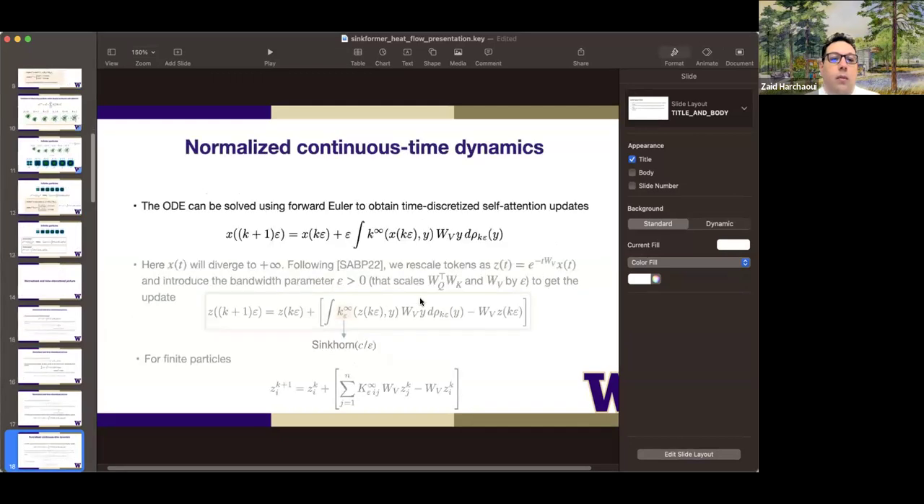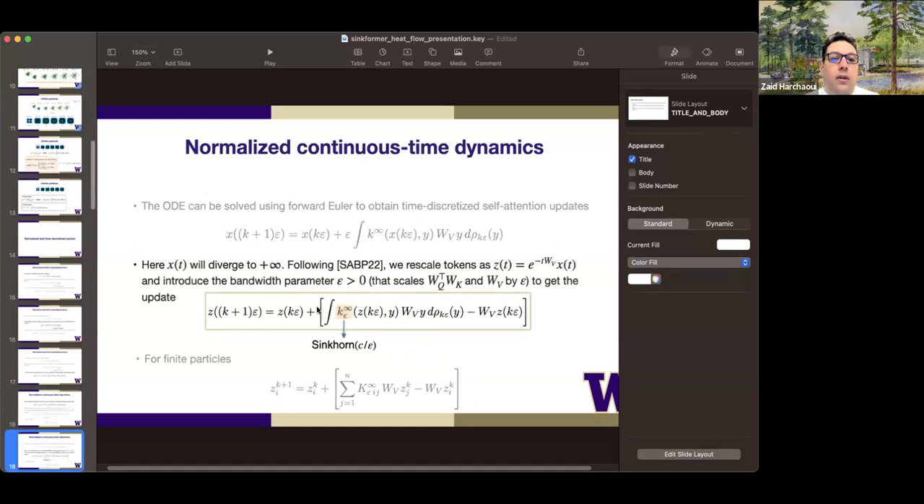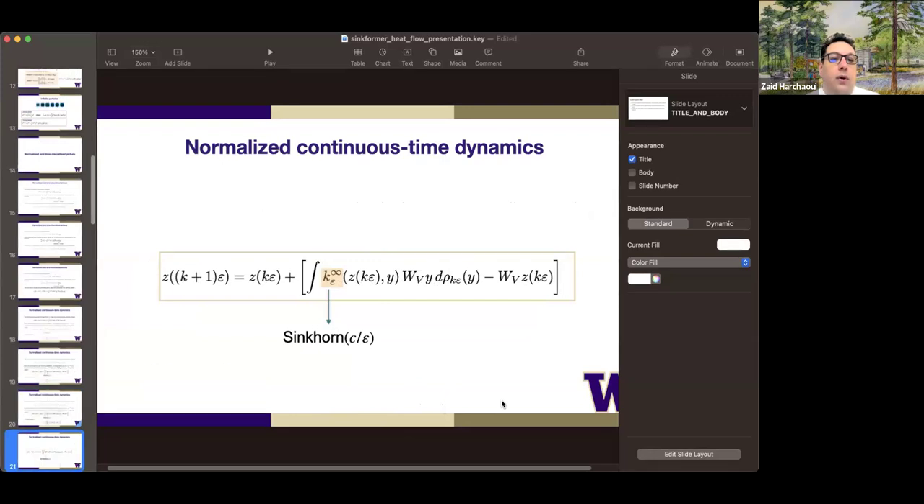Okay, one thing to understand here is that the kernel here is defined implicitly, because the kernel itself of that equation is going to be the limit of the Sinkhorn algorithm. Okay, so this is the continuous time one, but when we have finite particles, we can also write the finite particle counterpart of this continuous time dynamics.